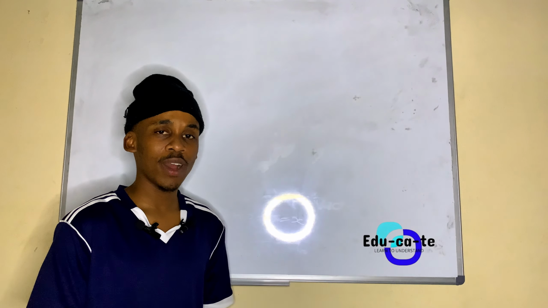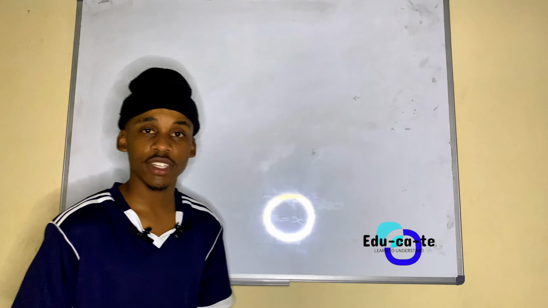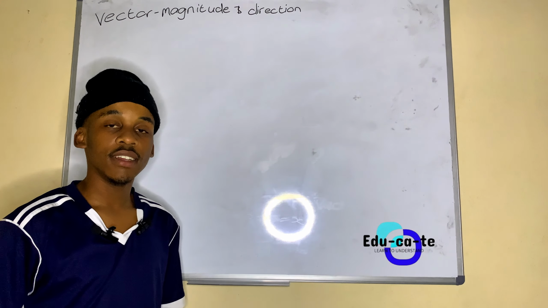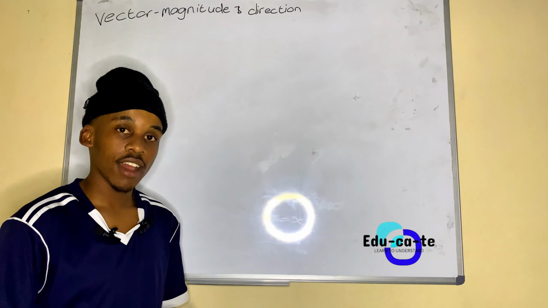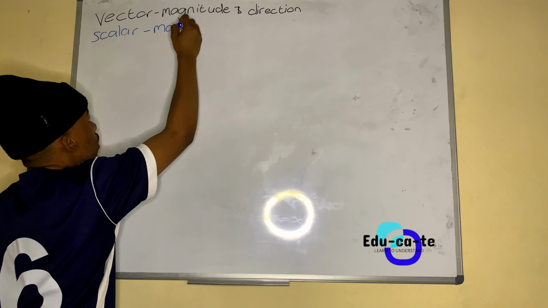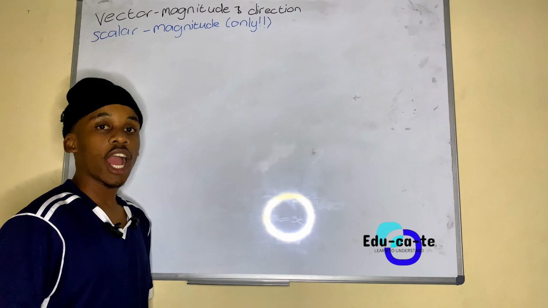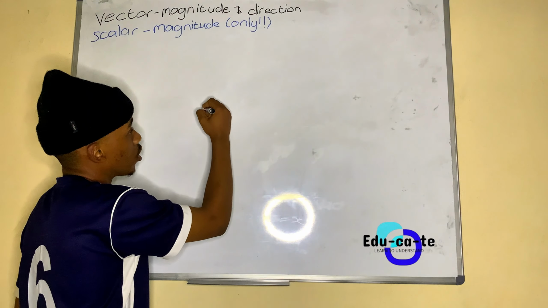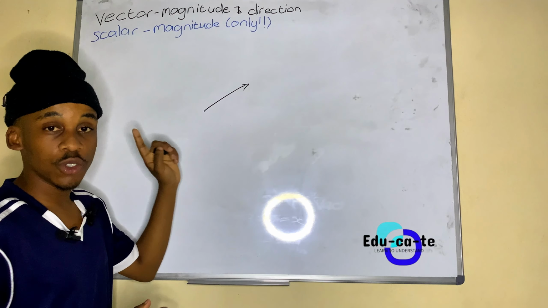A vector is a quantity that has both magnitude and direction. Let's write that down. A scalar is a quantity that only has magnitude and does not have a direction. If I draw this arrow over here, this is known as a vector.